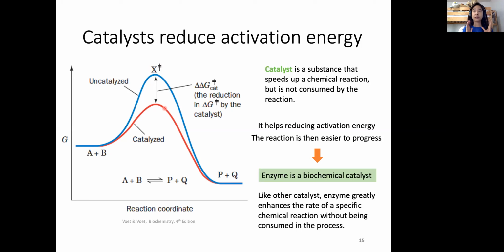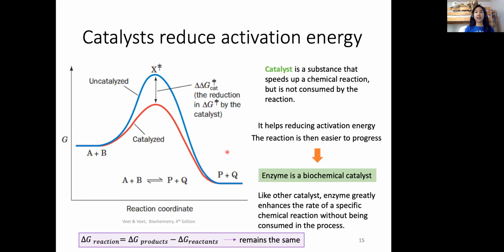We'll learn about enzymes probably in the next lecture in the real situation. But right here, an enzyme is a biochemical catalyst. It's similar to other catalysts. It can enhance the speed of the reaction without being consumed by the process. It's just like a helper.